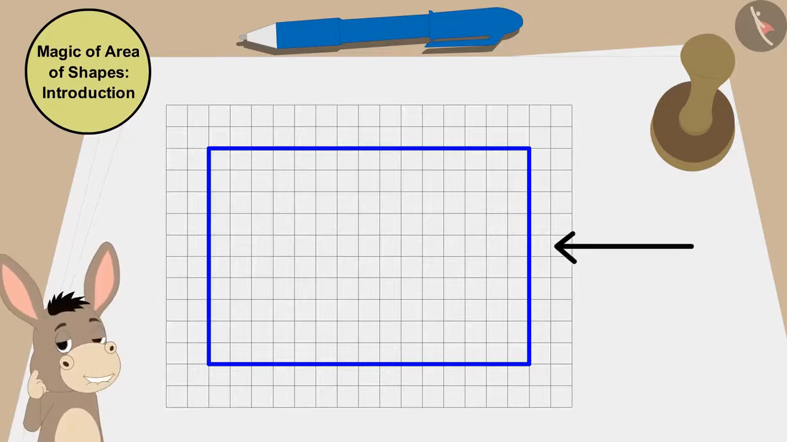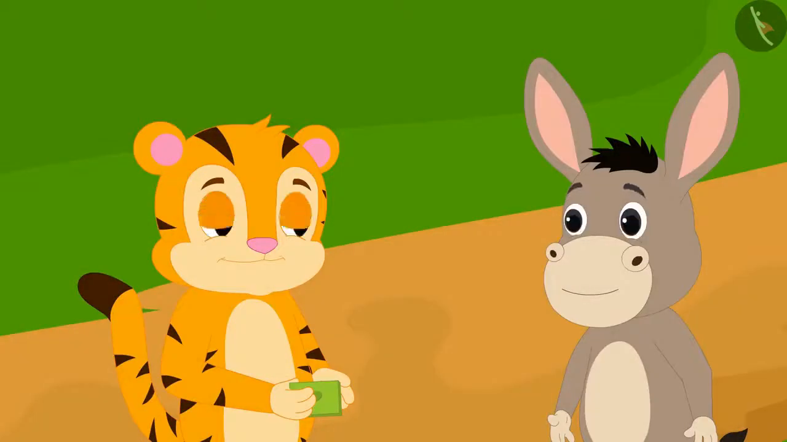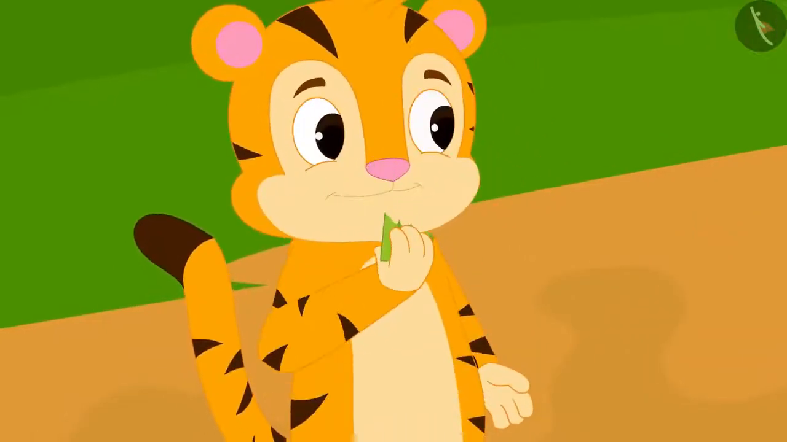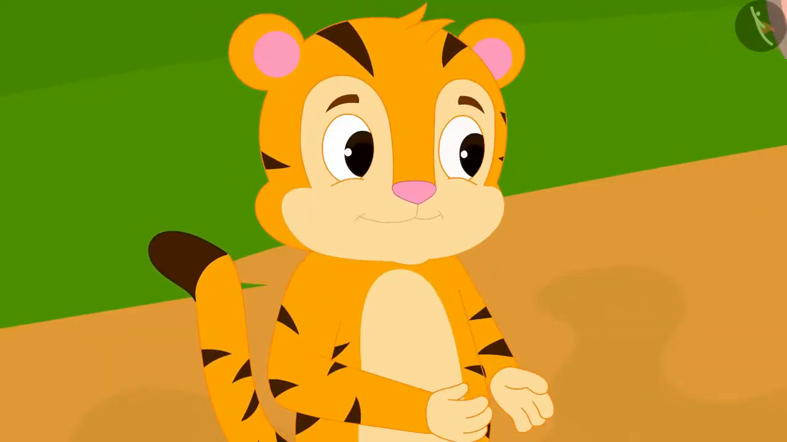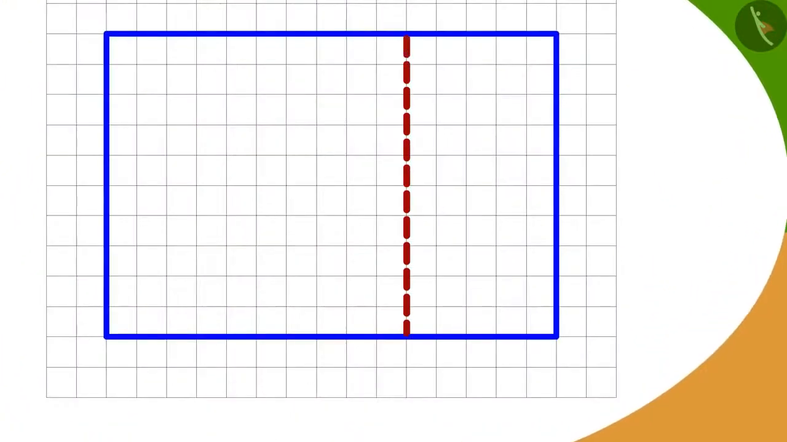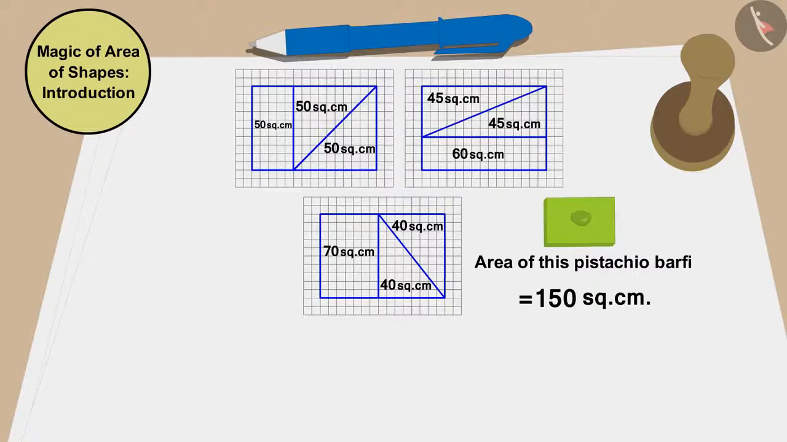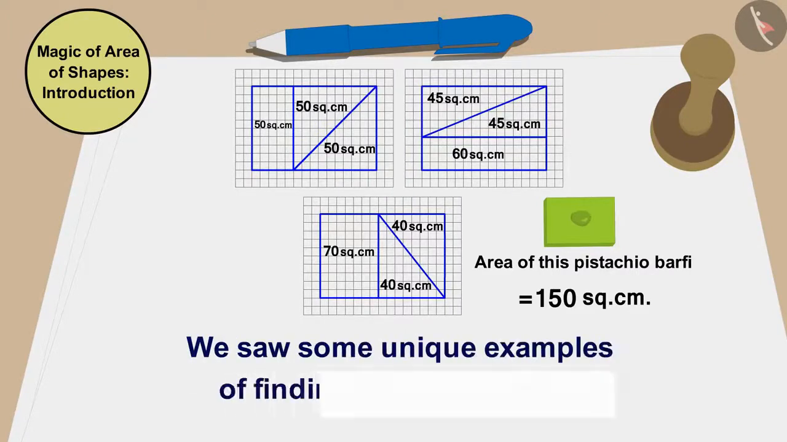Bhola could not find the answer to this riddle of Sher Khan. So Sher Khan ate that whole pistachio barfi and also taught Bhola how to solve this puzzle. Children, in this video, we saw some unique examples of finding areas of shapes. In the next video, we will see some more interesting examples.